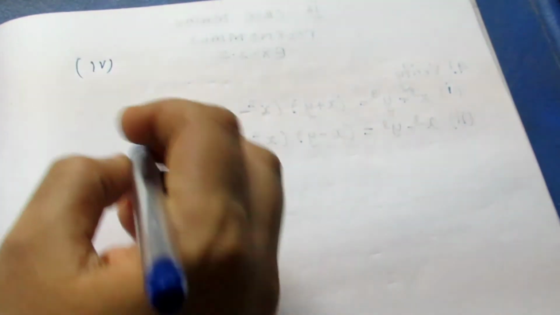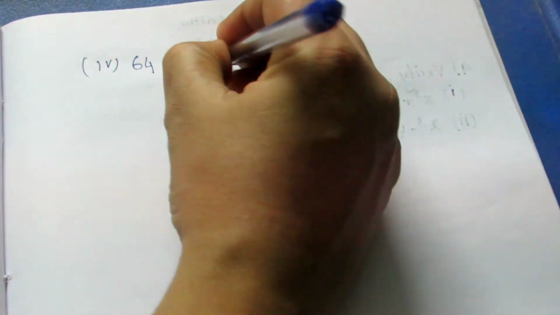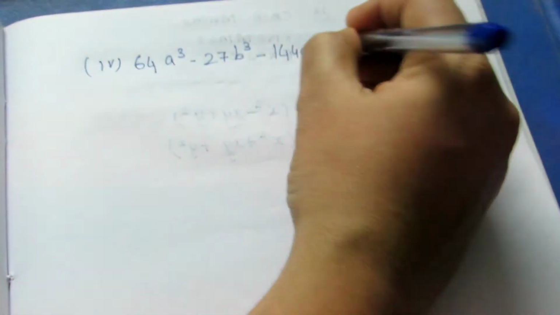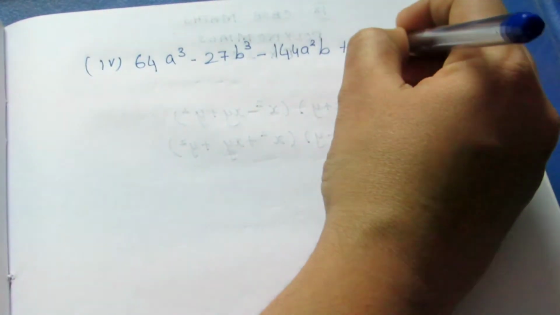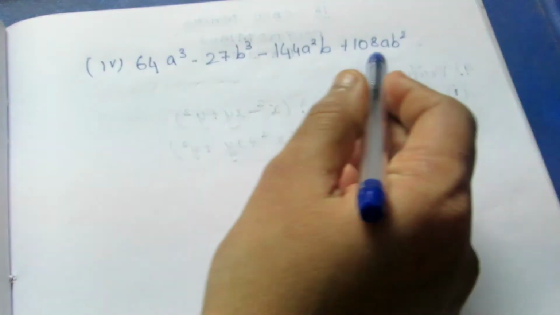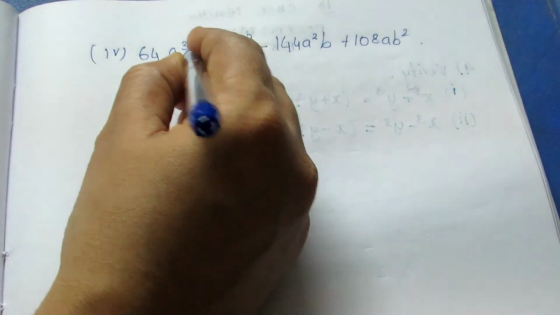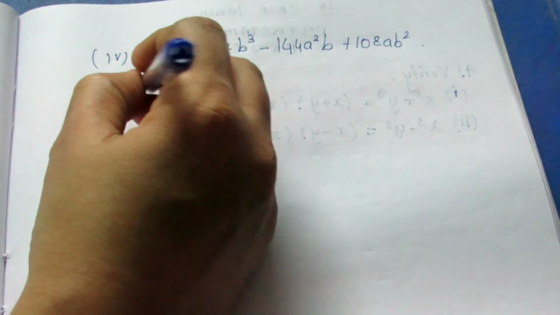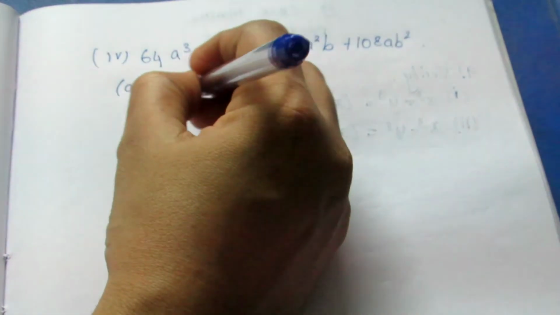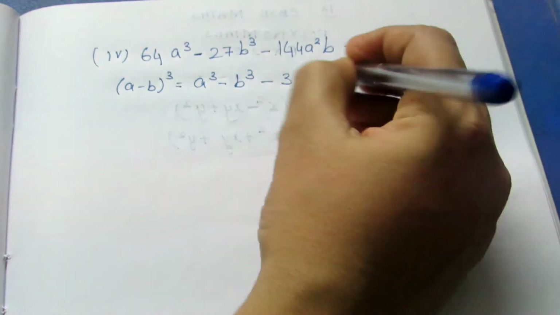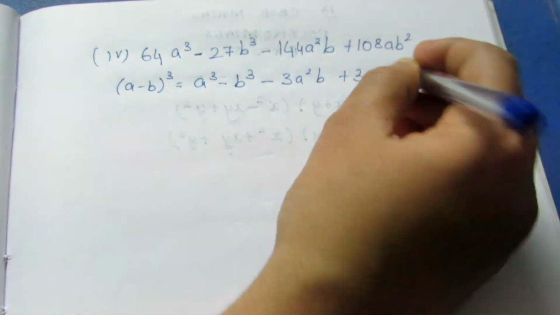In the fourth one, the question given is 64a cube minus 27b cube minus 144a square b plus 108ab square. Now this is in a cube, this is in a cube, square and square. So the formula here is a minus b whole cube. Let me write the identity first: a cube minus b cube minus 3a square b plus 3ab square.